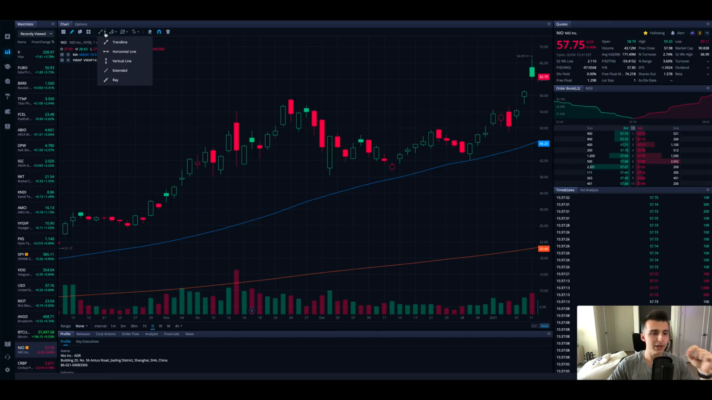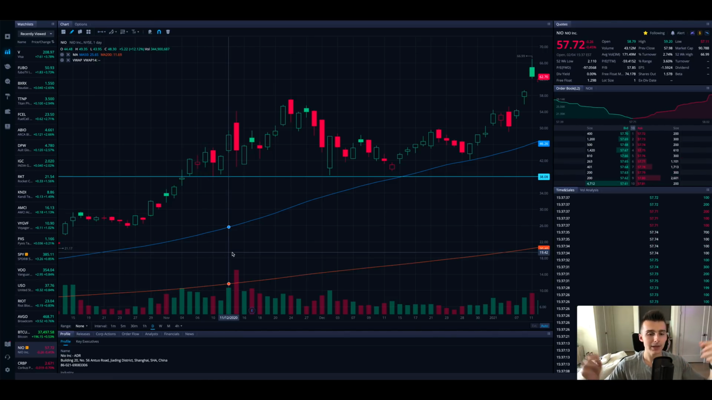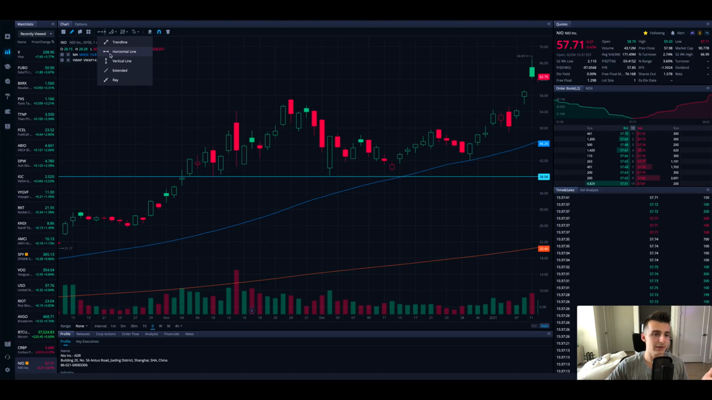So what I'm going to do on Webull, which is what I'm going to be using like I mentioned, is draw a horizontal line roughly at that area. Now we have a horizontal line drawn in. You can do the horizontal line instead of the trend line. This way it'll just put it flat at that price, about 38.08.